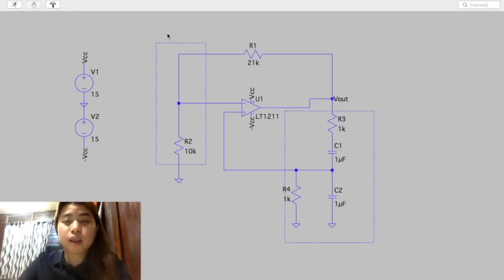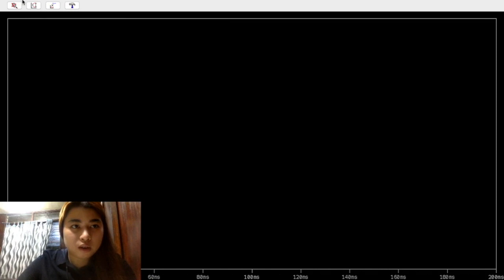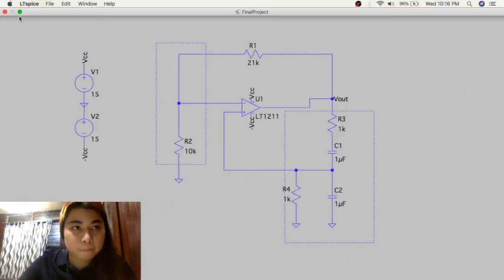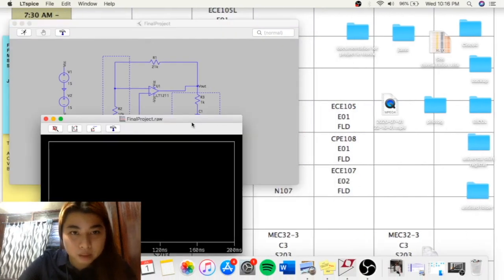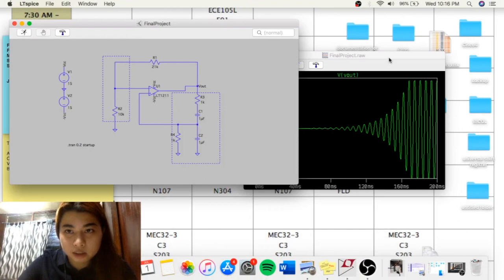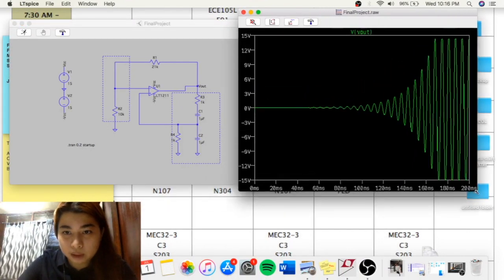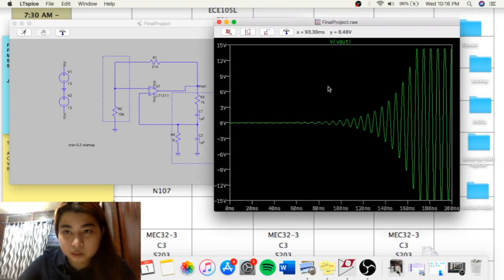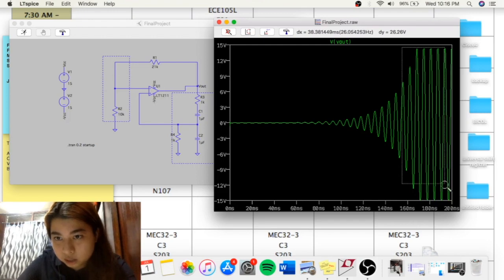So our first objective is to find the frequency of the circuit. First, we need to run the circuit, run the file. Then tap the V out. Then you will see the sine wave of the output of the circuit. We can magnify it to further see the sine waves.